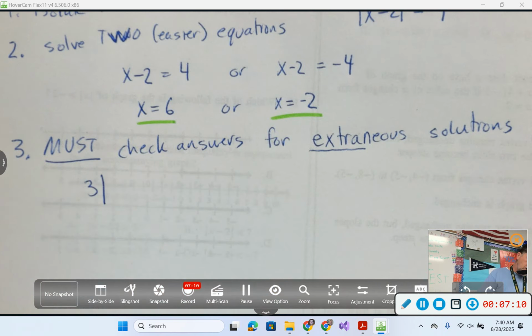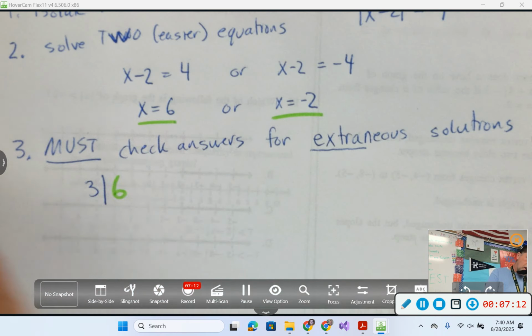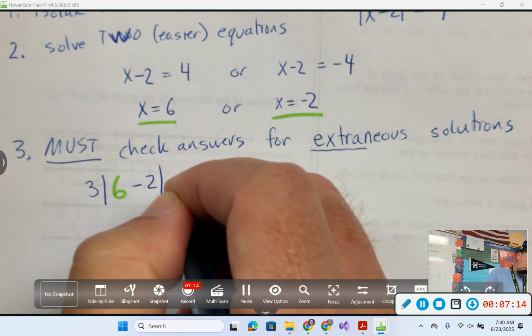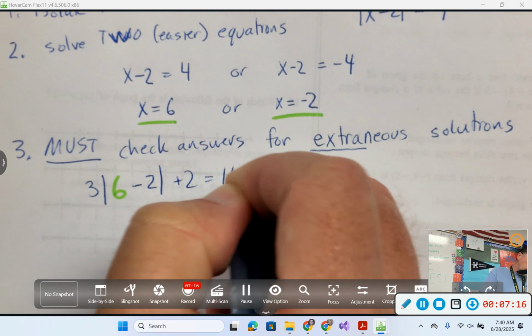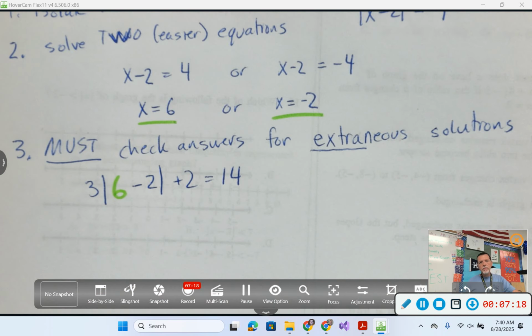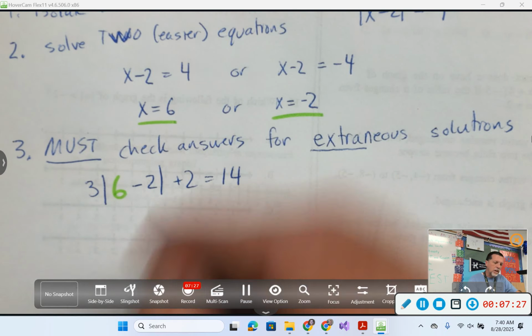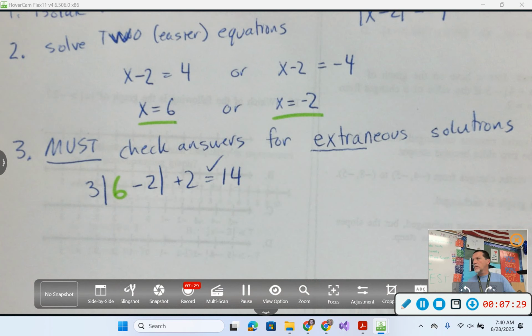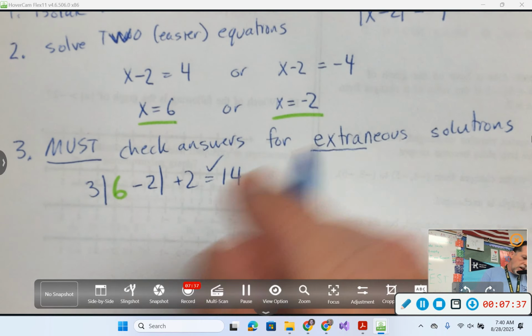So 3 times 6 minus 2 plus 2 equals 14. And how much work you show is kind of up to you. 6 minus 2 is 4, times 3 is 12, plus 2 is 14. Check, that one worked. Let's check the other one.